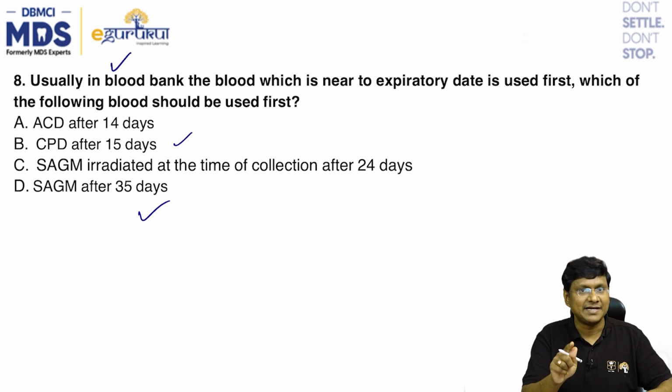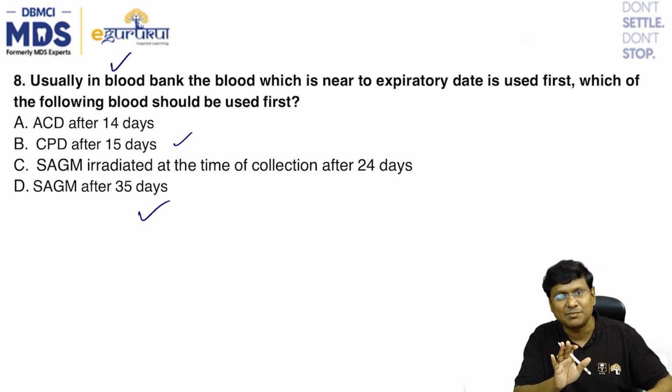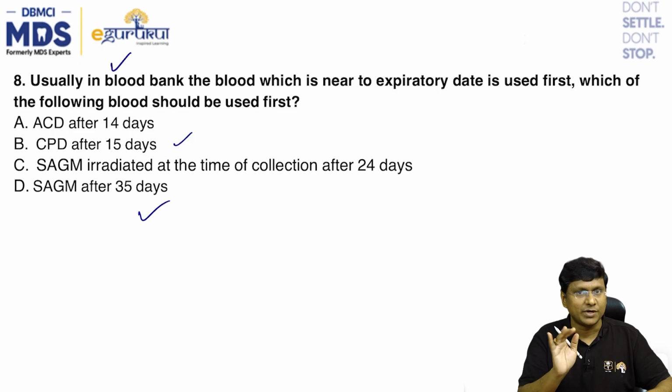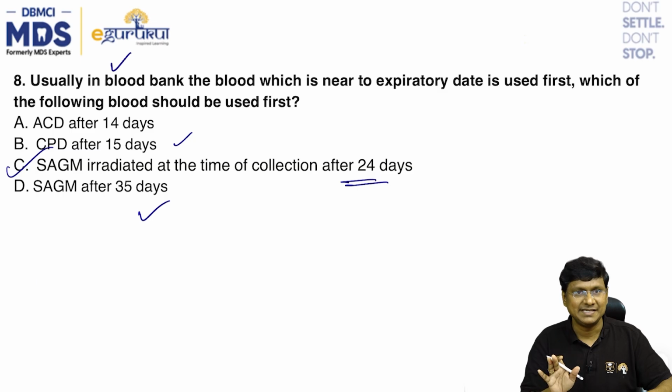SAGM irradiated at the time of collection after 24 days. SAGM is the common additive solution used for blood storage. So blood preserved with SAGM typically has longer shelf life compared to ACD or CPD. And irradiation of the blood is performed to prevent graft versus host disease by inactivating the T lymphocytes in the donated blood. So despite irradiation, the blood is still used for up to 28 days after the collection. Therefore, SAGM blood irradiated at the time of collection after 24 days would be the best choice for the options which have been provided. Okay, so the answer is C here, right?